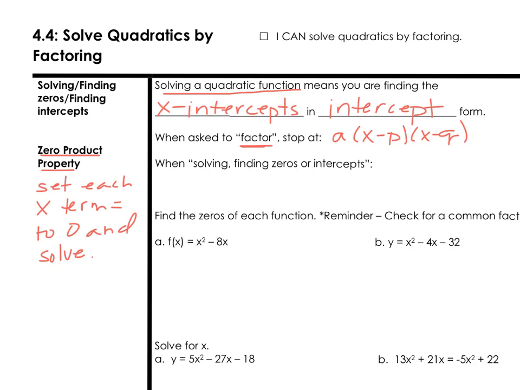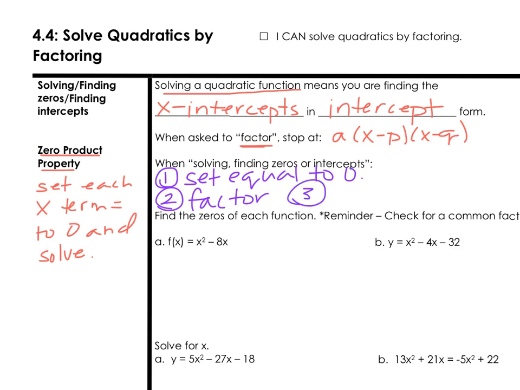So here's our game plan. When solving, finding zeros, or finding intercepts, the first thing you want to do is set your equation equal to 0. If you have y equals or f of x equals, just plug in 0 in its place. And now it's kind of like working backwards to figure out what value for x makes it equal 0. Step 2, then we'll apply what we learned in 4.3. We'll factor completely. And then step 3, we will apply the zero product property. We'll call that the ZPP for short. All right, let's practice this down below.